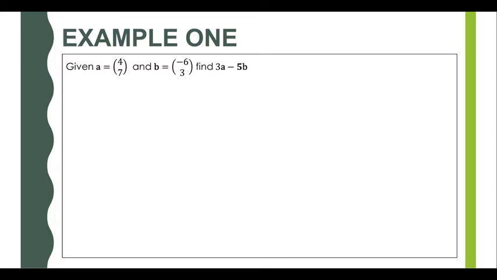So if we look at this first example, we're asked to find 3a minus 5b. So we can substitute in our column vectors to give us 3 times the vector 4, 7 minus 5 times the vector minus 6, 3. When we're multiplying by a scalar, we multiply the vector components both by that scalar. So if we look at the first term, our vector becomes 3 times 4, which is 12, and 3 times 7, which is 21.